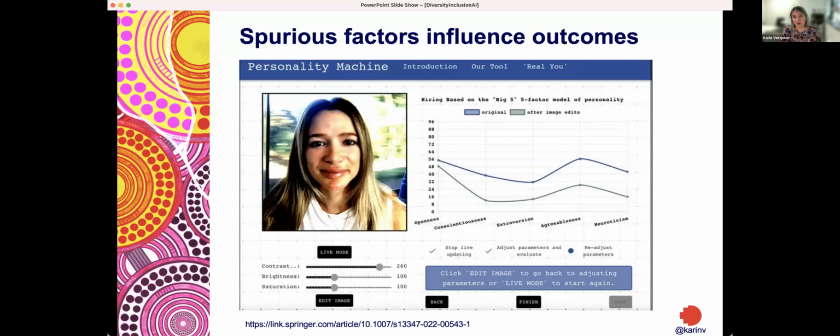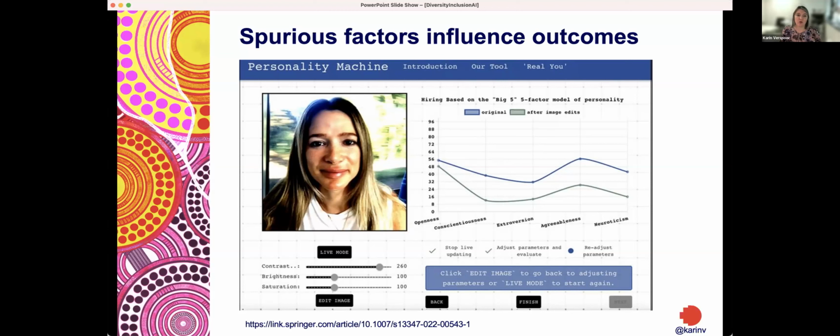Spurious factors have also been shown to influence the outcomes of these AI systems. There was some work done on a personality machine, which is one of the tools that was being used in recruitment decisions. They were measuring, based on a video of somebody's face, the openness, the conscientiousness, the extroversion, the agreeableness and the neuroticism of this individual.